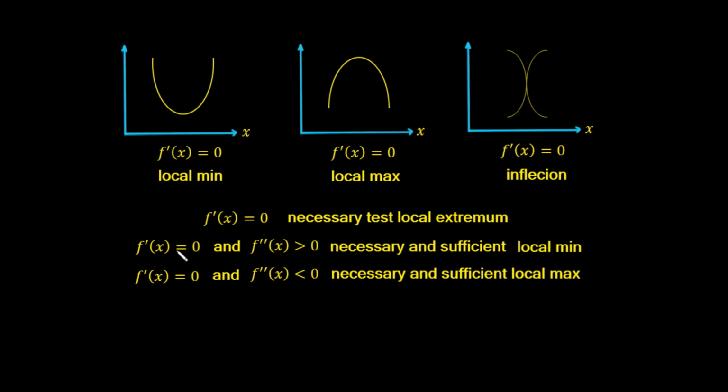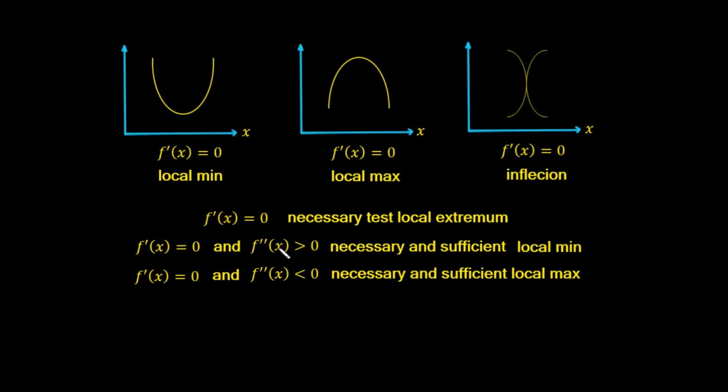Now, from basic calculus, we can look at the second derivative. If the second derivative is greater than 0, then we're going to have a local minimum. Also, if the second derivative is less than 0, we're going to have a local maximum. Now, if the second derivative is equal to 0, we're no longer able to tell whether we have a local minimum, maximum, or point of inflection, and we would have to look at a third derivative, and so on and so forth.